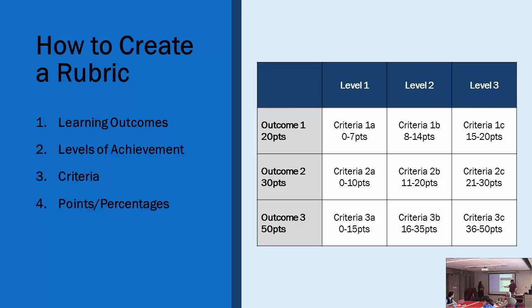The learning outcomes, which go here, are the pieces of the assignment. The levels of achievement determine what the levels of acceptance are, essentially how well they're doing. The criteria get broken down per outcome, where you see how well they do for this one, this one, this one, this one. And then the points or percentages.